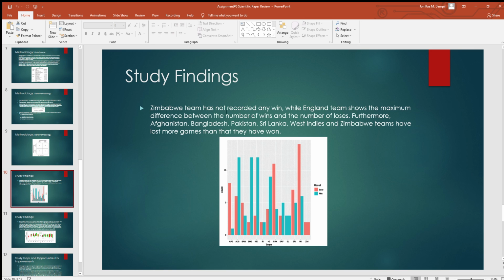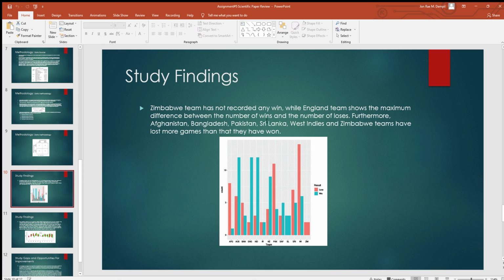Now for the findings, Zimbabwe has not recorded any wins, while the England team shows a maximum difference between the number of wins and losses. This basically means that Zimbabwe, here we can see, lost all their games, while England have the highest wins and at the same time the lowest number of losses. That's what is meant by the maximum difference between the number of wins and the number of losses.